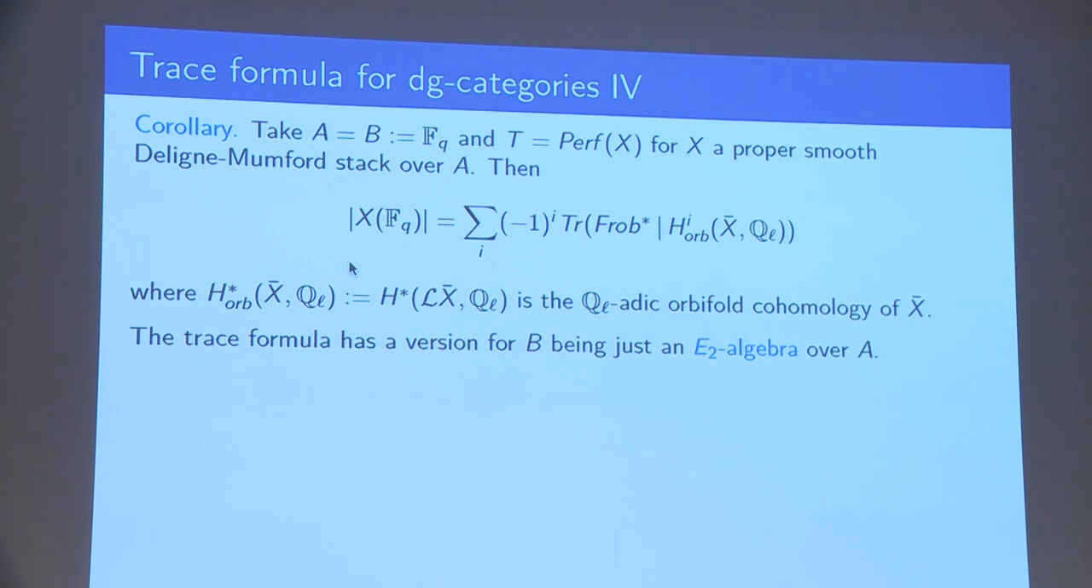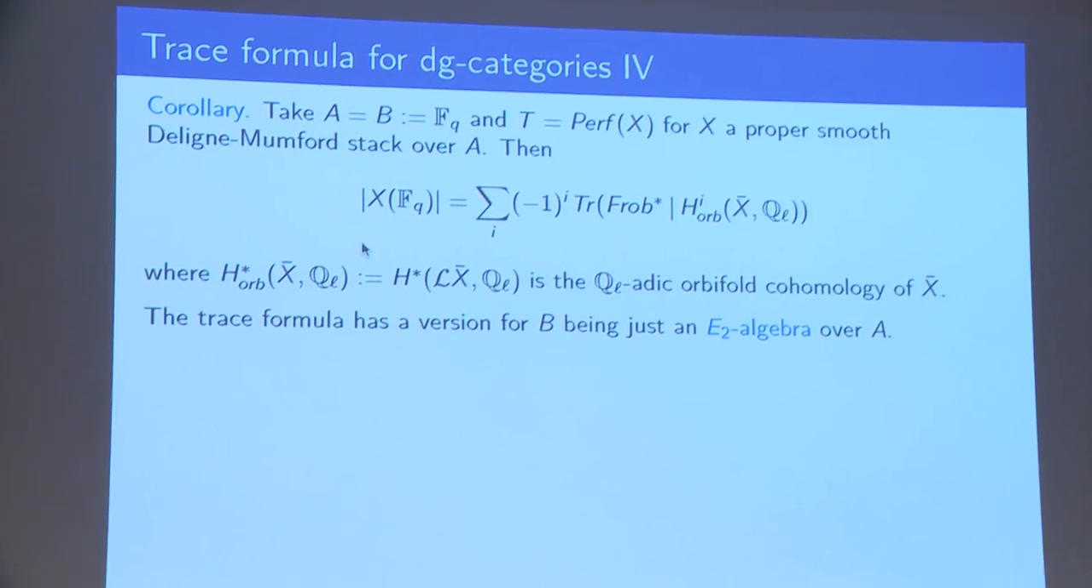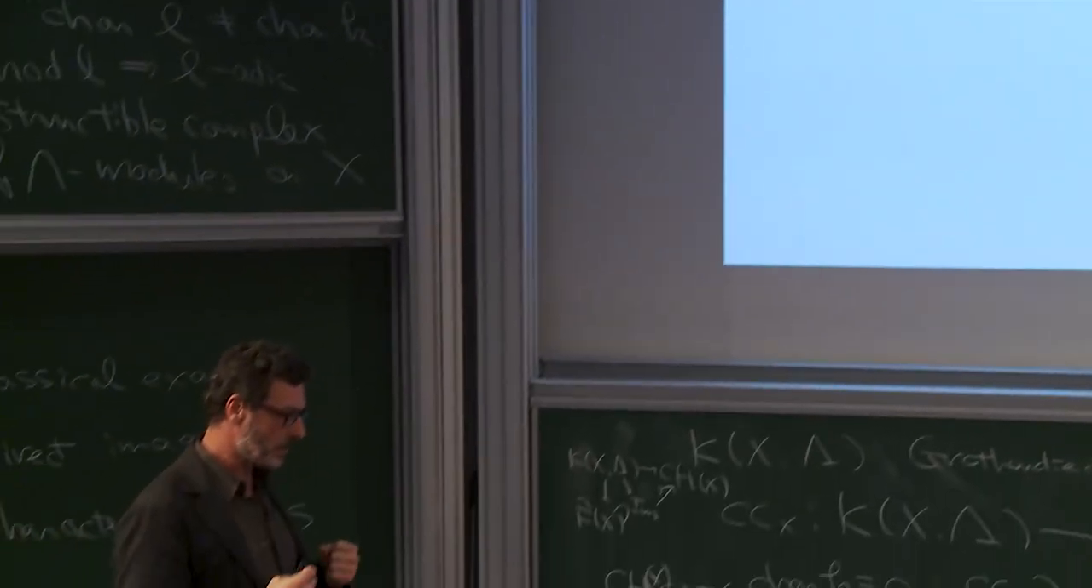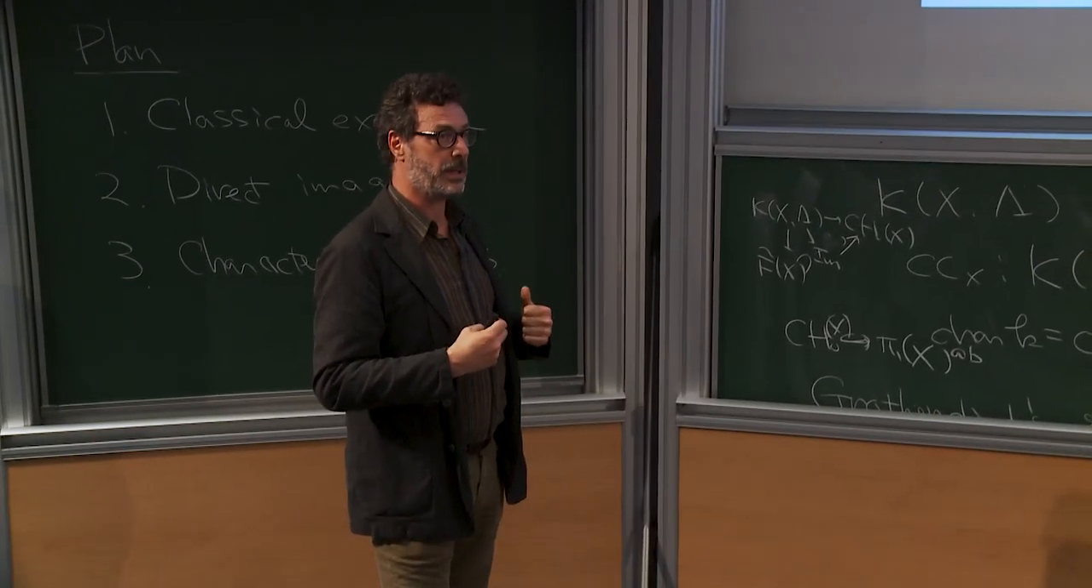Now it comes to the problem. So far I was talking about an E-infinity algebra, so B was, so the base was this DVR. Then I was fixing some, you didn't understand why because I didn't tell you, there was an E-infinity algebra over A. But the problem is that, remember that the trace formula holds when the dg category is smooth and proper over B, okay?